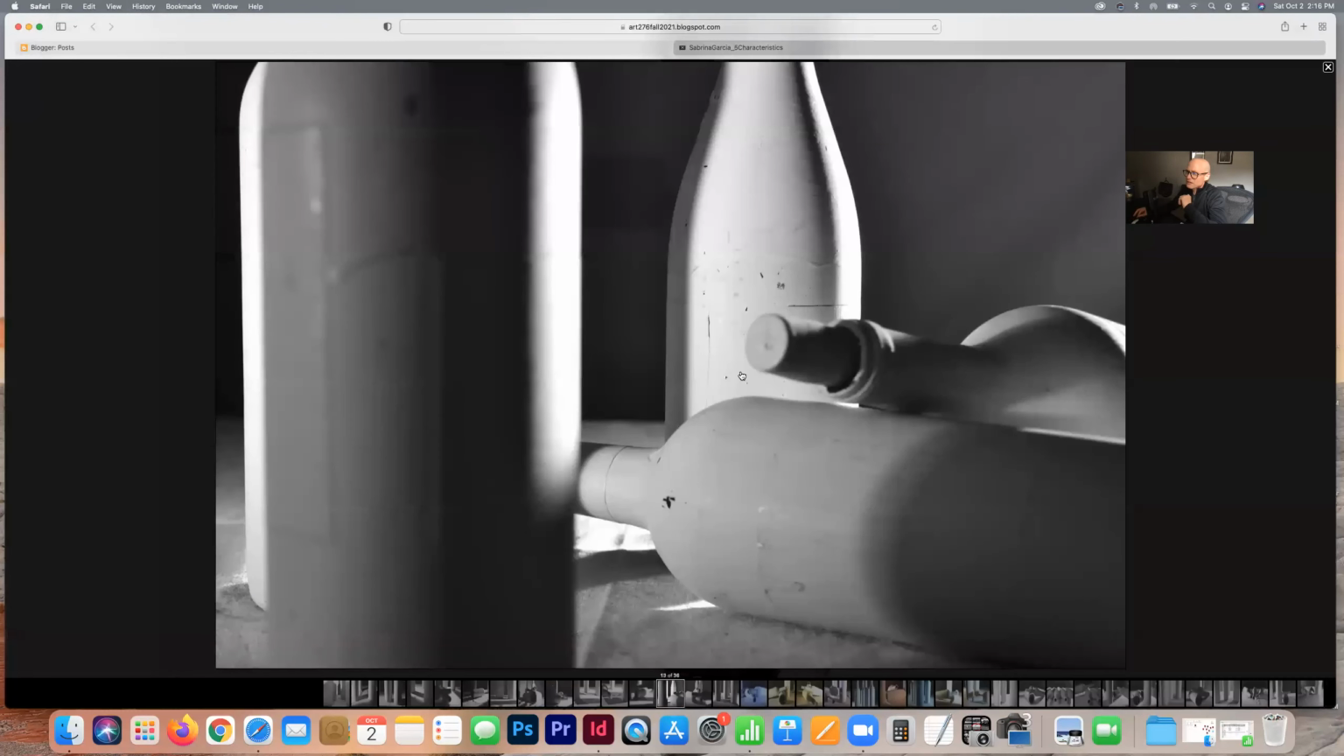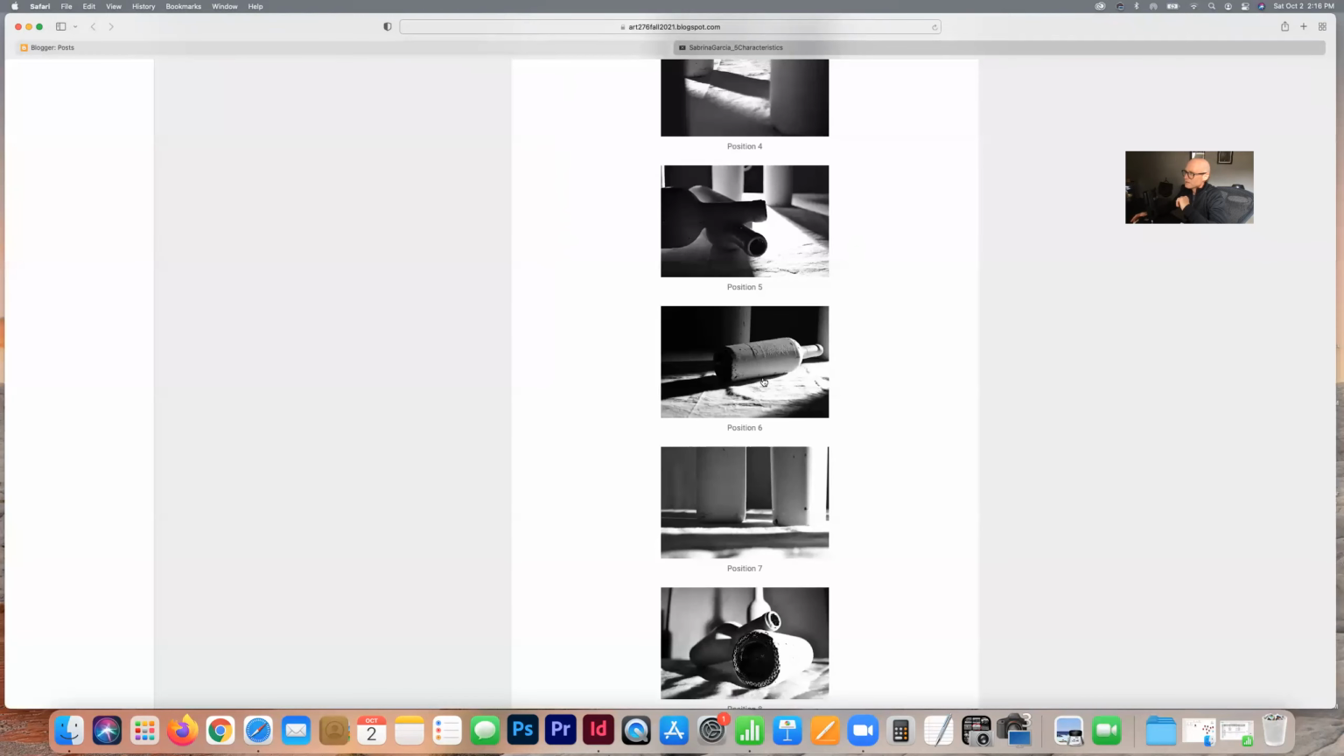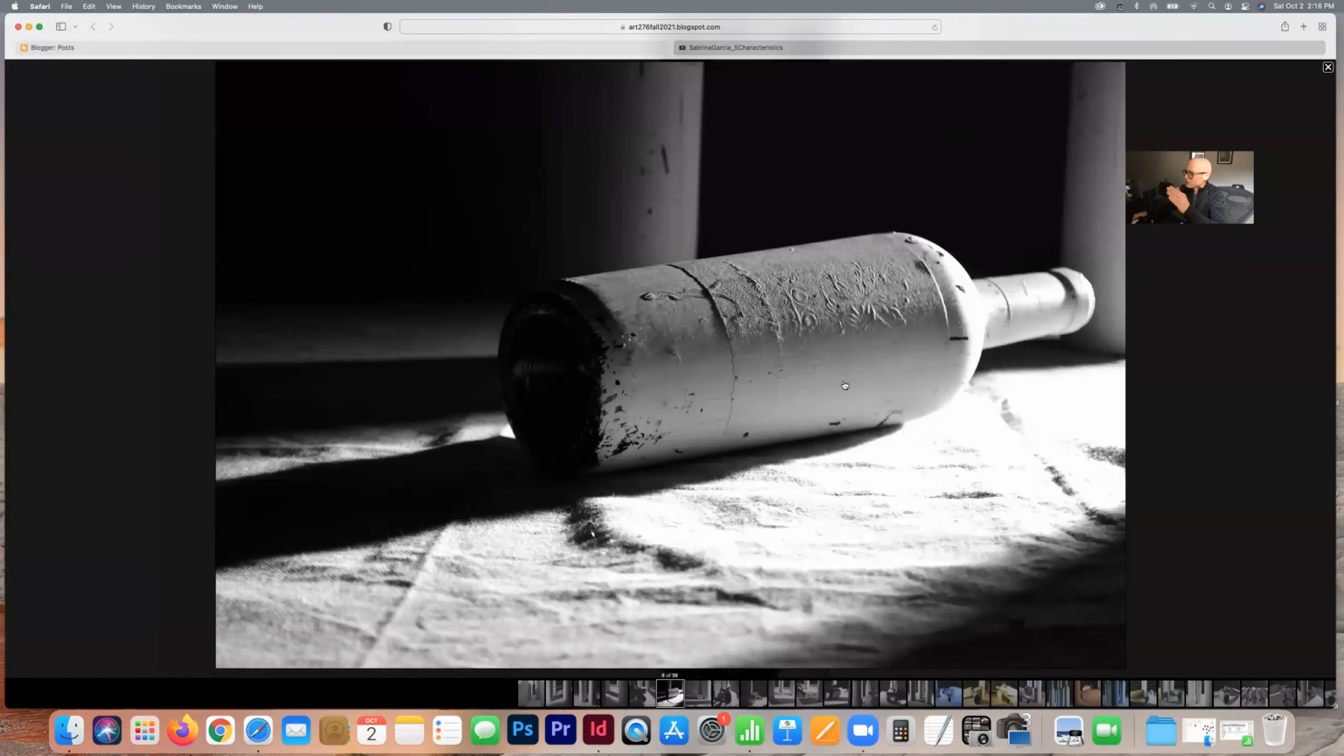Again, this is a nice one. Whoa, what's going on here? There we go. This is a good one in terms of being able to find a composition rather than having the composition look as if you were the one who was manipulating it.